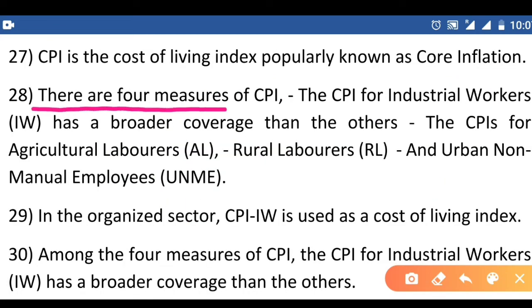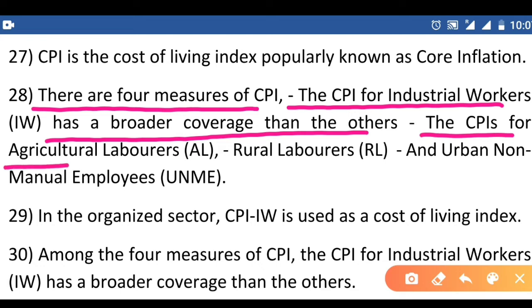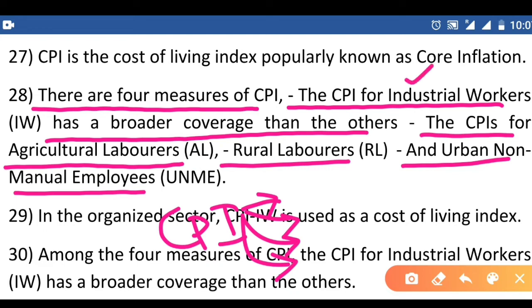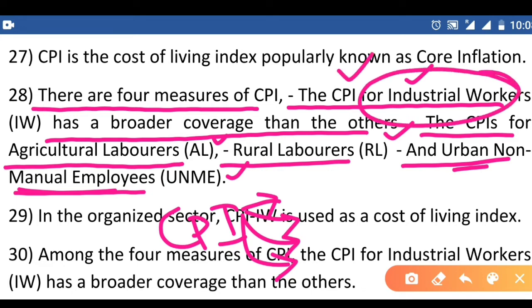There are four measures of CPI. The CPI for industrial workers has a broader coverage than the others. The CPI for agriculture laborers, rural laborers, and urban non-manual employees. Here, the consumer price index is calculated mainly on four categories of people. One is industrial workers, the second is agricultural laborers, the third is rural laborers, and the fourth is urban non-manual employees. Here in the consumer price index, the industrial workers have broader coverage.